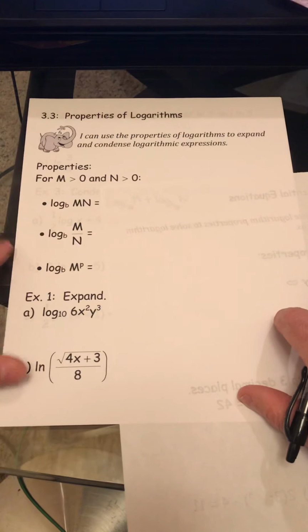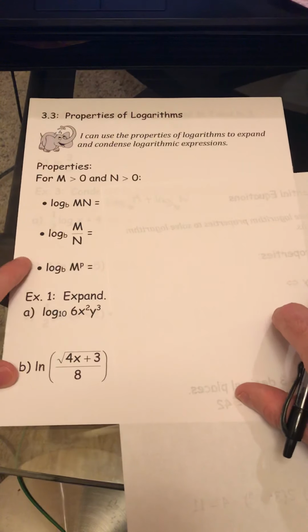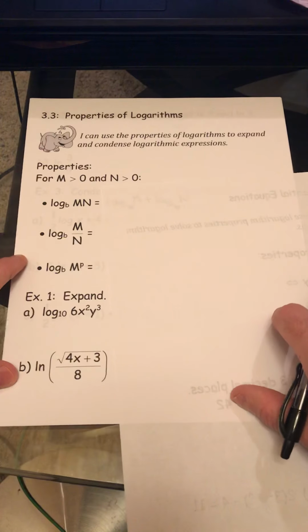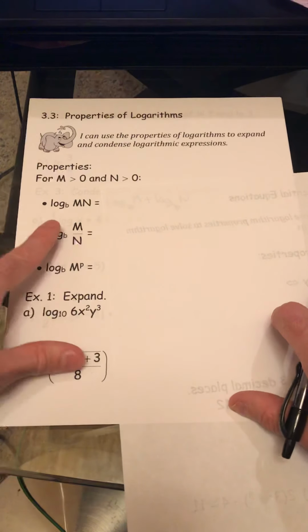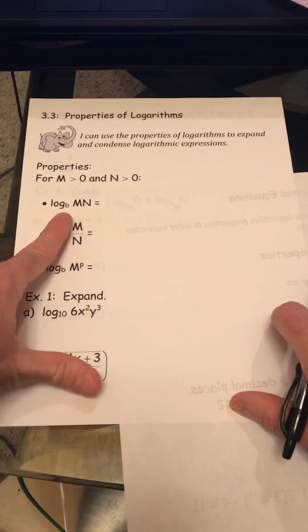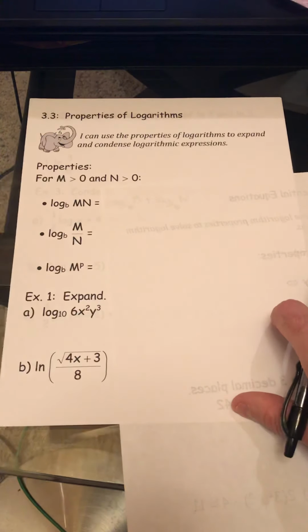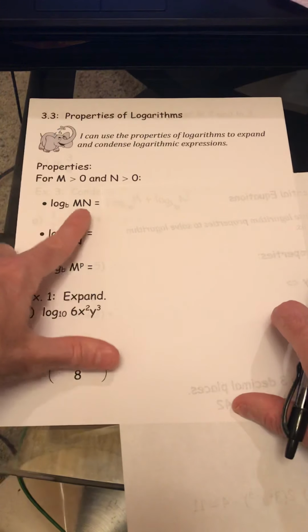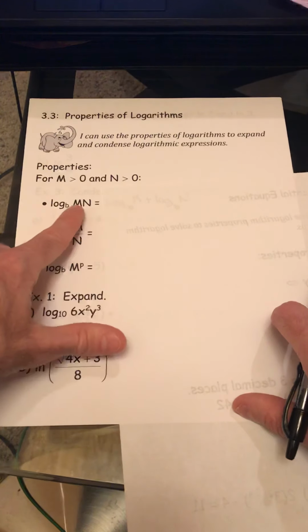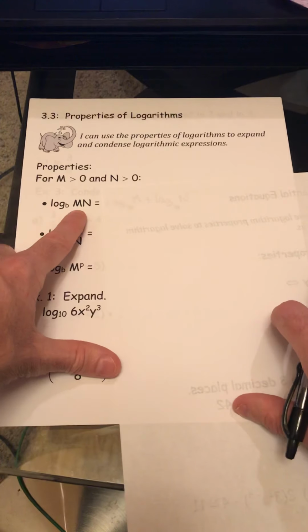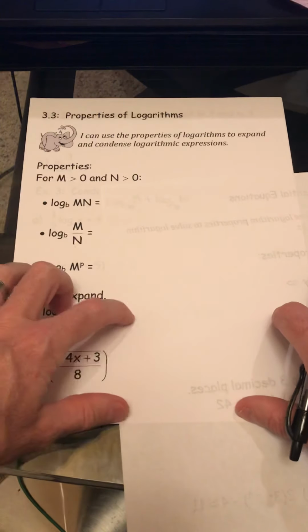We'll go ahead and continue into Chapter 3, section 3.3. We're a little past the halfway point, but we'll talk about properties of logarithms again. Probably going to be some review with what you see here today. For all of these properties, both m and n have to be values greater than 0. Again, you cannot take the logarithm of 0 or a negative number. So that's why these both have to be positive.